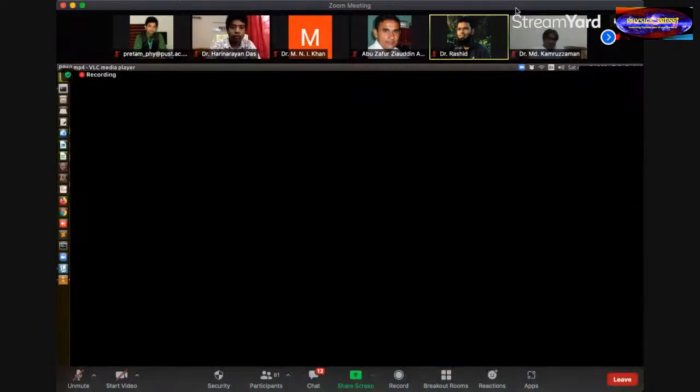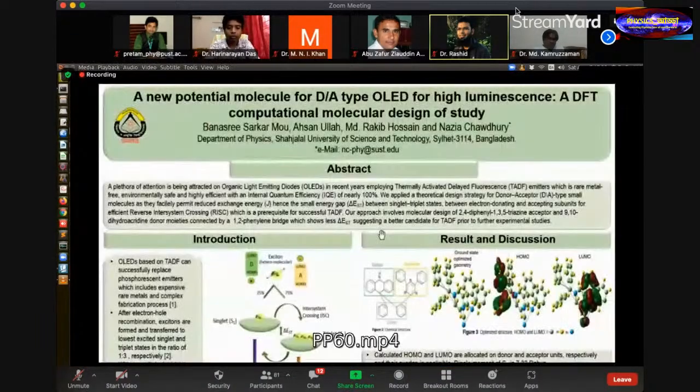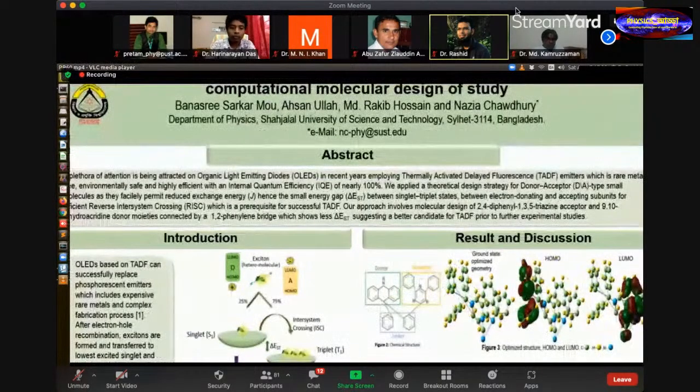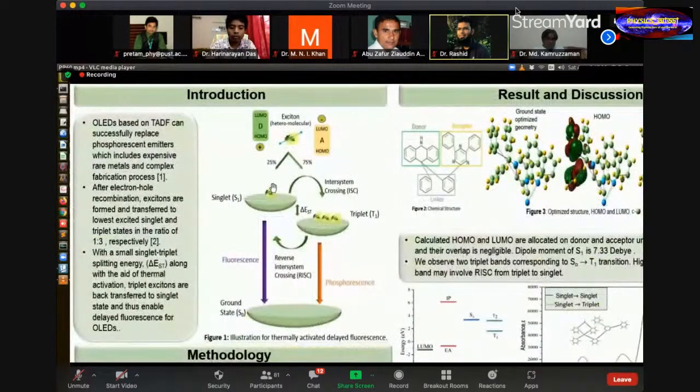Everyone. In this work, we are going to show a computational molecular design structure for donor-acceptor type thermally activated delayed fluorescence OLED, which exhibits low singlet-triplet energy. When connected with anode and cathode, electron-hole recombination creates an energetic state called an exciton, which naturally comes in two varieties: 25% singlet and 75% triplet.